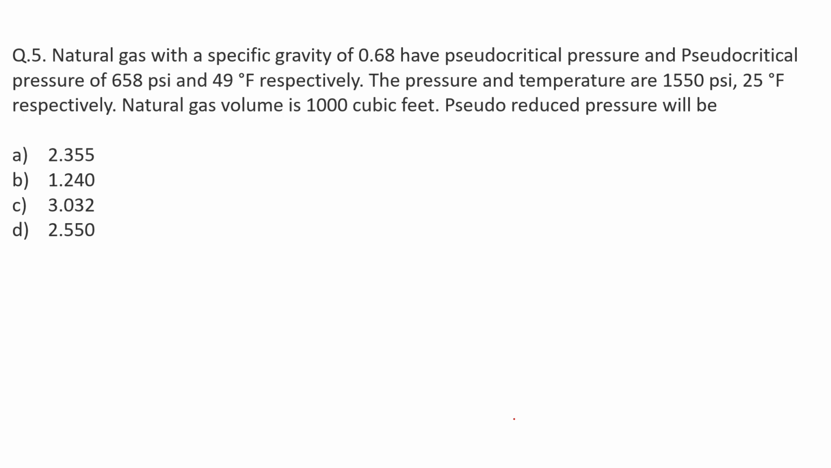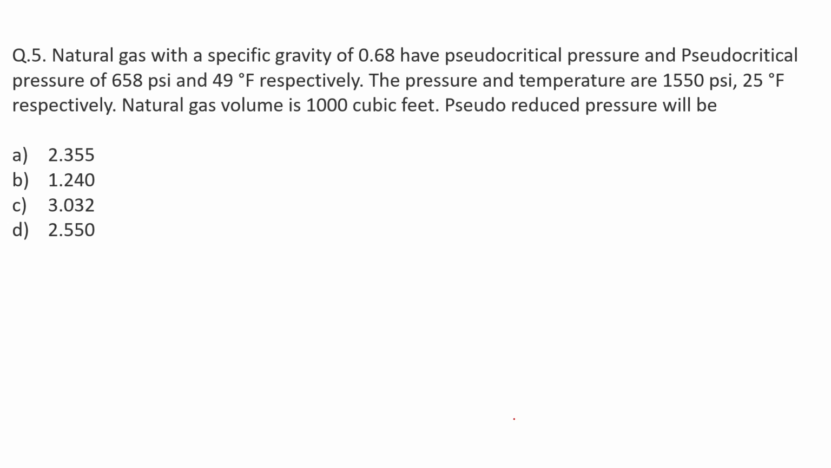So the next question is that natural gas with a specific gravity of 0.68 has pseudo critical pressure and pseudo critical temperature of 658 psi and 49 degrees Fahrenheit respectively. The pressure and temperature are 1550 psi and 25 degrees Fahrenheit respectively. The natural gas volume is 1000 cubic feet. What will the pseudo reduced pressure be? The options are A 2.355, option B 1.24, option C 3.032 and option D 2.55.